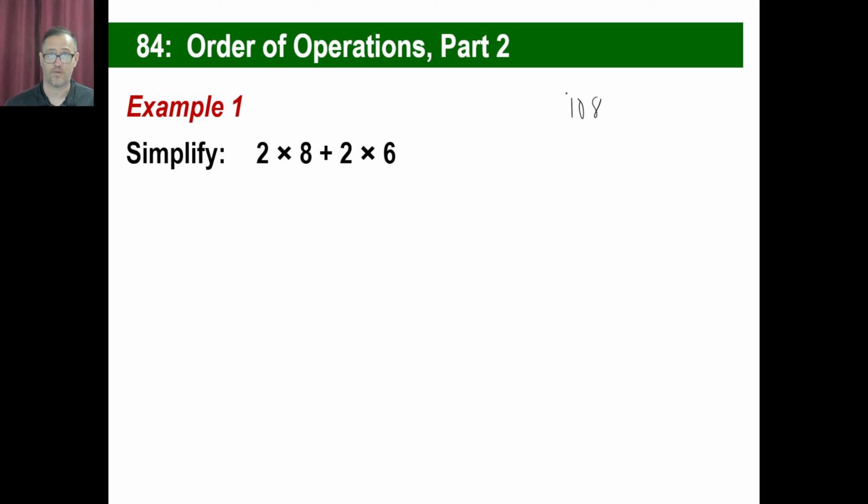That's not the correct order of operations, though. This is your correct order of operations. You multiply first, all right? So 2 times 8 is 16. You're going to add 2 times 6, which is 12. That is 28. That ain't the same thing as 108.